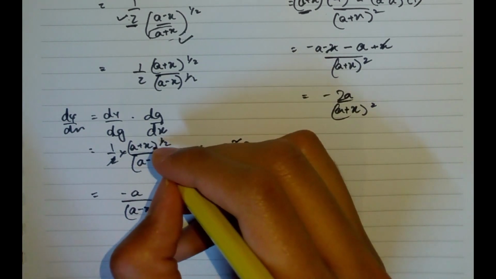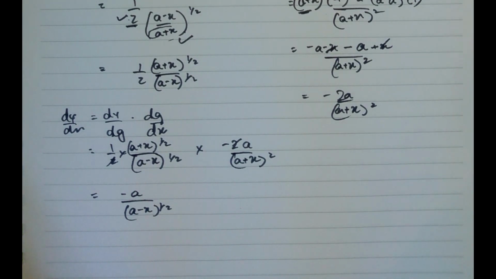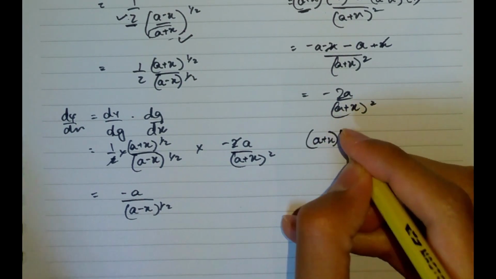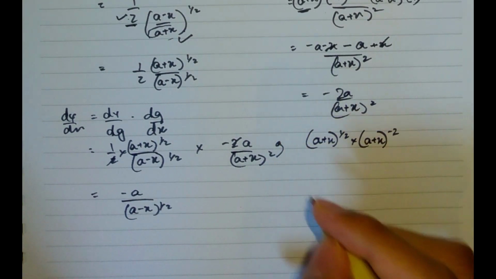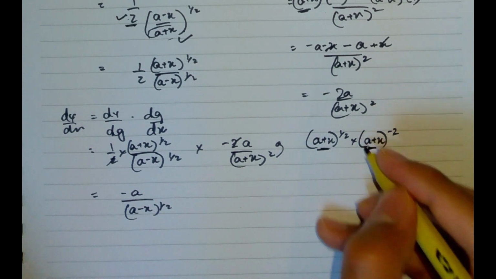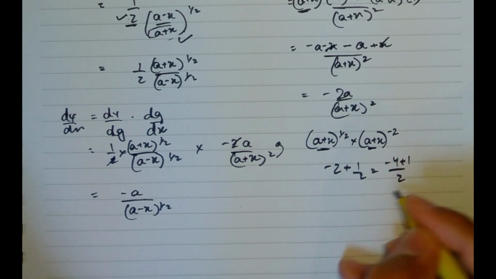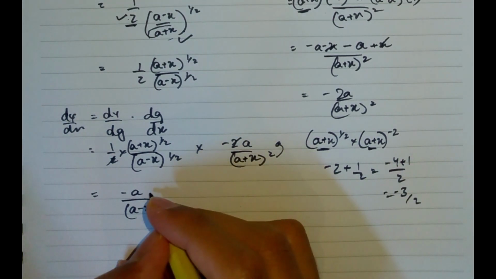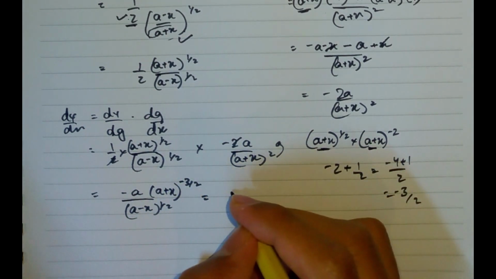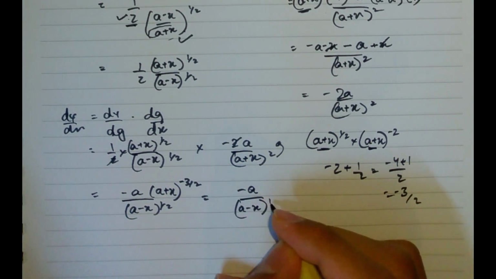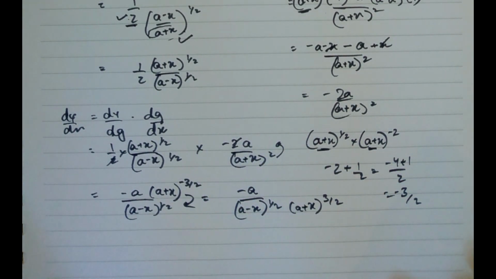Now see, we have (a plus x) power 1 by 2, and in the denominator we have (a plus x) squared, right? And when the bases are same, the powers are added. It can be written as (a plus x) power 1 by 2 multiplied by (a plus x) with a negative 2. Yeah, if I reciprocated, it would become negative 2, and when the bases are same, the powers are added. Negative 2 plus 1 by 2 would be negative 4 plus 1 over 2, negative 3 by 2. So it can be written as (a plus x) power negative 3 by 2, and again this is the negative exponent, so it would become negative a over (a minus x) power 1 by 2, and this thing would be reciprocated, it would become (a plus x) power 3 by 2. Okay, so I hope that makes sense.